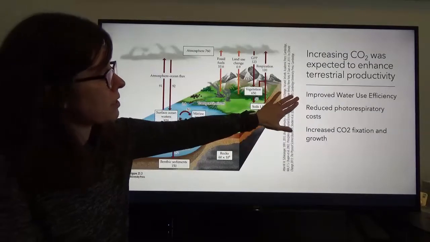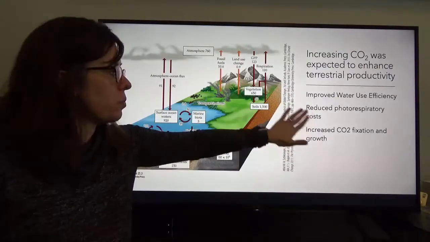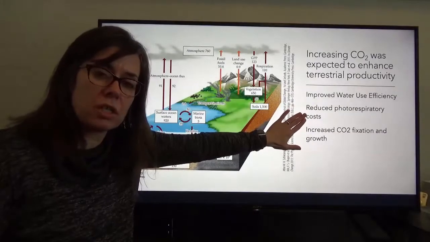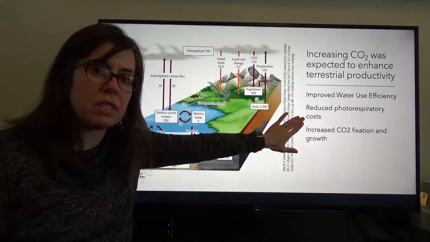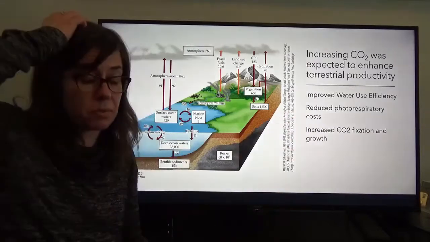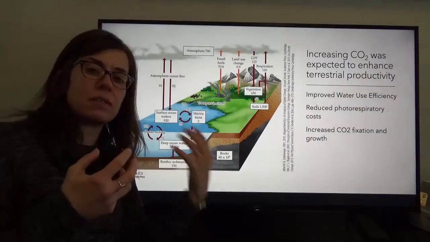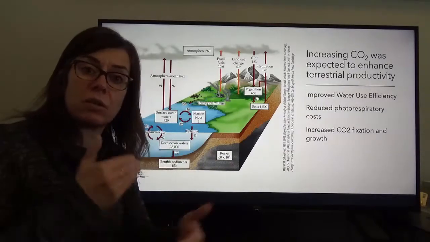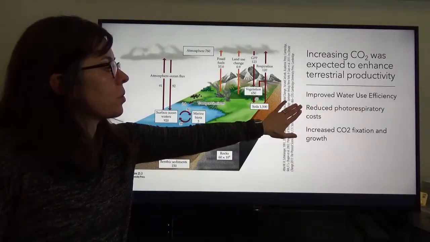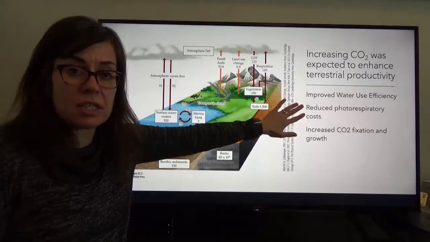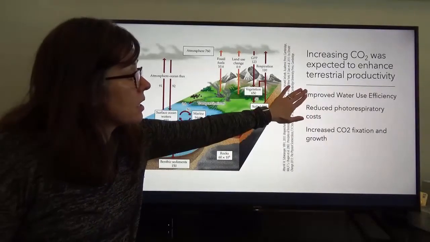So there were some reasons for this. We know that photorespiration is a really big problem, particularly for C3 plants, which are the majority of the diversity of the planet. So photorespiration, where oxygen is fixed instead of carbon dioxide, makes the whole cycle really inefficient. And so by increasing carbon dioxide concentrations in the atmosphere, you reduce those photorespiratory costs.